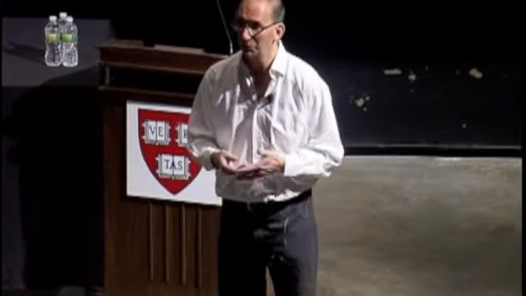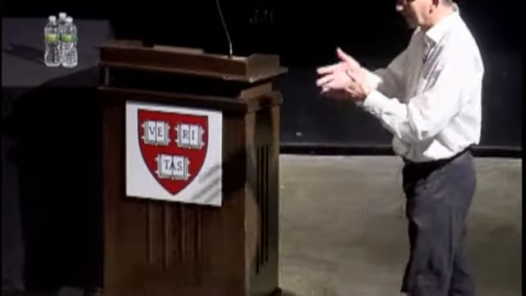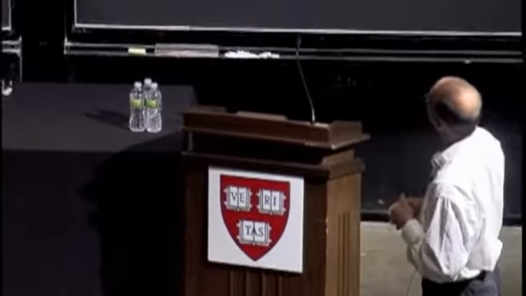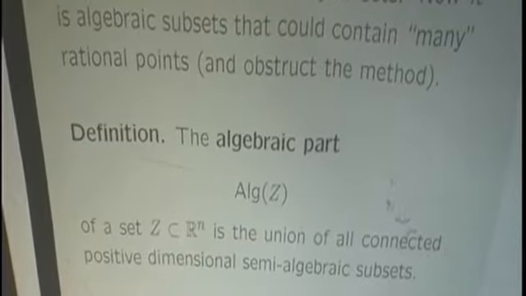This determinant method will never prove, in its simple form at least, that an algebraic variety has less than some t to the delta rational points. So we define this algebraic part of a set to be the union of all connected positive dimensional semi-algebraic subsets. So that's just a definition that you can make.